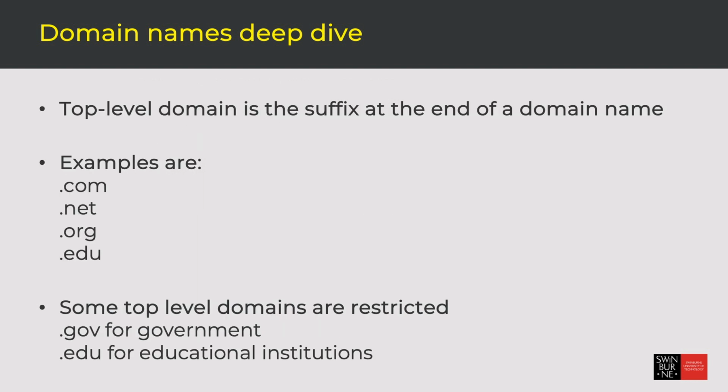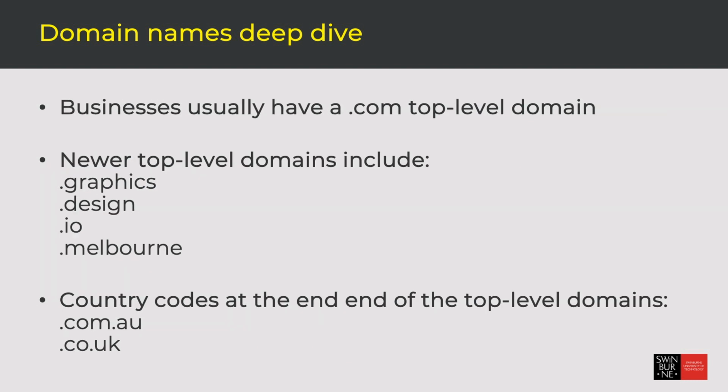Let's first take a look at the top-level domain. Top-level domain is the formal term for the suffix that appears at the end of a domain name. Some examples of top-level domains include .com, .net, .org, .edu. Some top-level domains are restricted for use. For example, not just anyone can go out and get a .gov top-level domain. That is reserved for government organizations or entities. An educational institution such as Swinburne uses the .edu top-level domain. Businesses these days usually have .com.